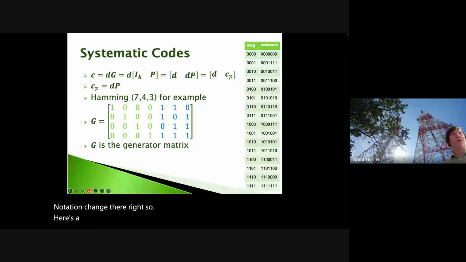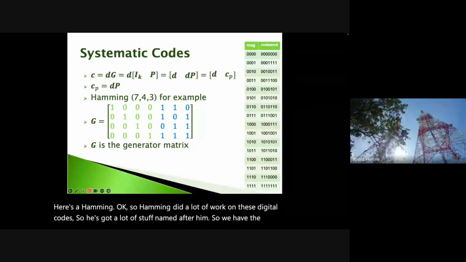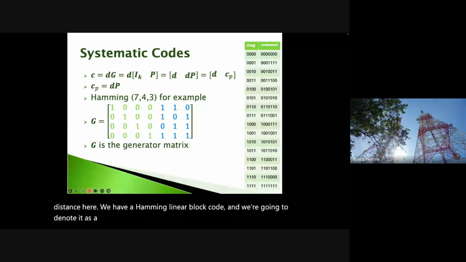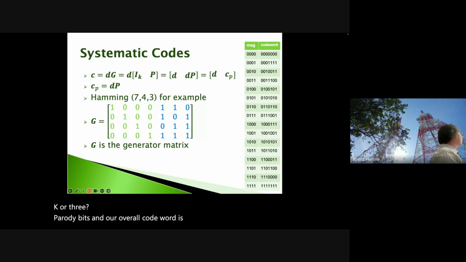So here's a Hamming code. Hamming did a lot of work on these digital codes, so he's got a lot of stuff named after him. We have the Hamming distance, and here we have a Hamming linear block code. We're going to denote it as a 7,4,3. What that's saying is that k is equal to 4 input bits, we're going to have n minus k, or 3 parity bits, and our overall code word is 7 bits long, right?